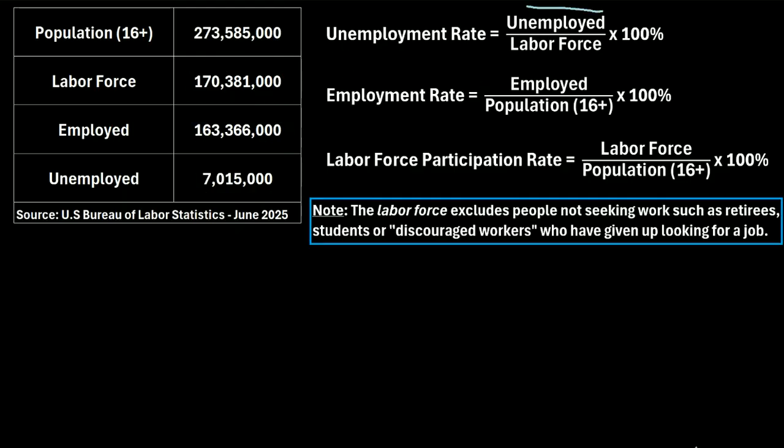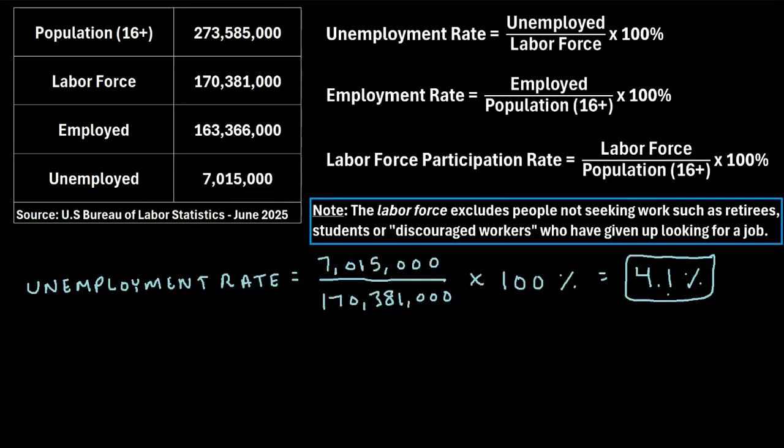That's simply the number of unemployed individuals divided by the labor force times 100%. So in this case, the unemployment rate is simply the unemployed divided by the labor force times 100. So here's what we get when we do that calculation. We come up with 4.1%. So this is the unemployment rate at the time that this data was released in June 2025.